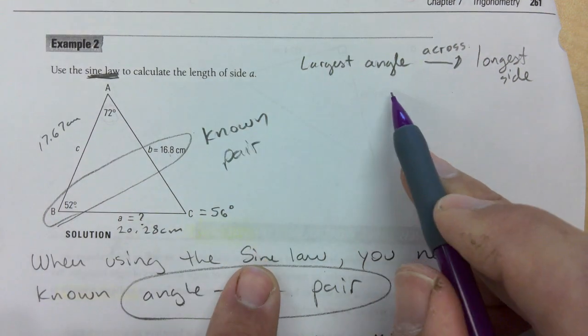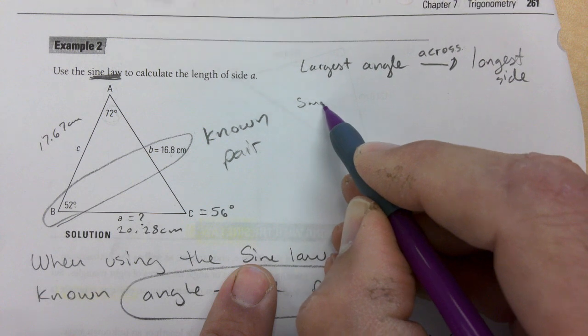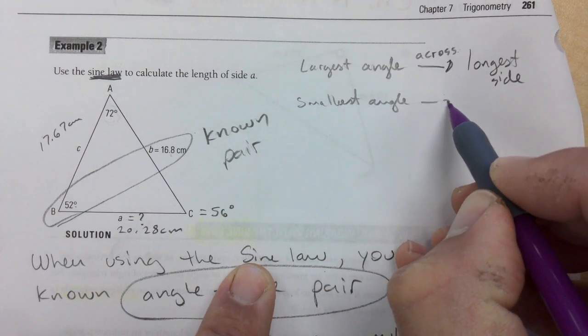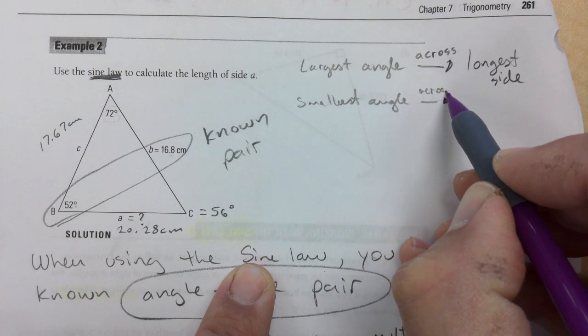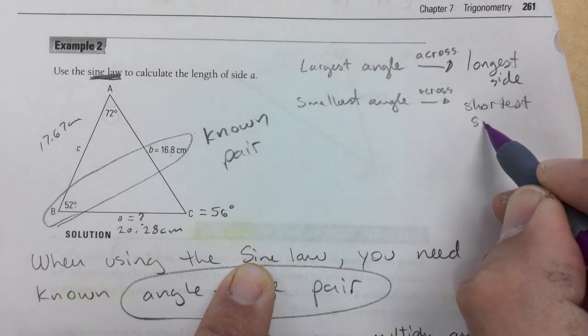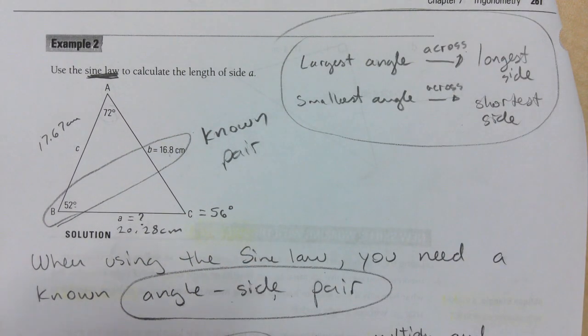Always. The largest angle should be across the longest side. The smallest angle is across the shortest side. If this isn't news to you, then maybe don't write it down if you don't want to, but that's how I check.